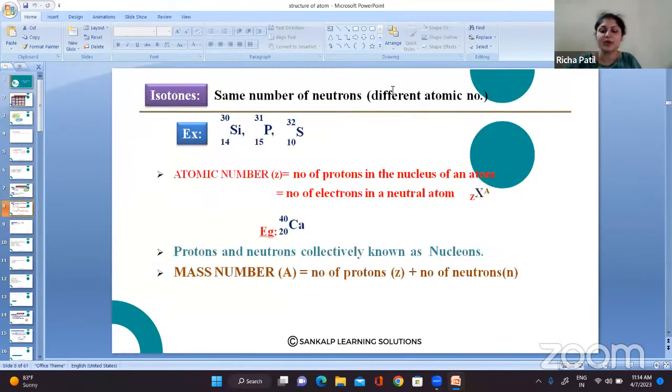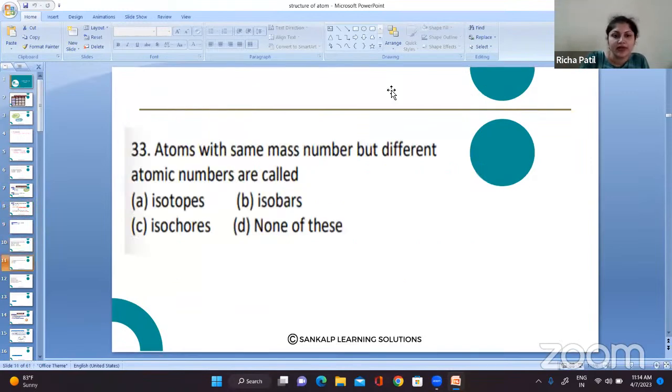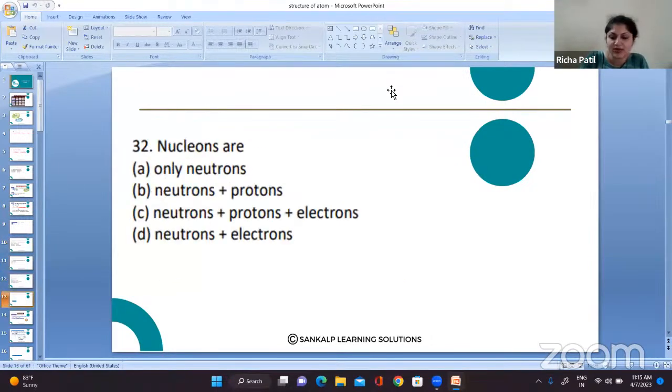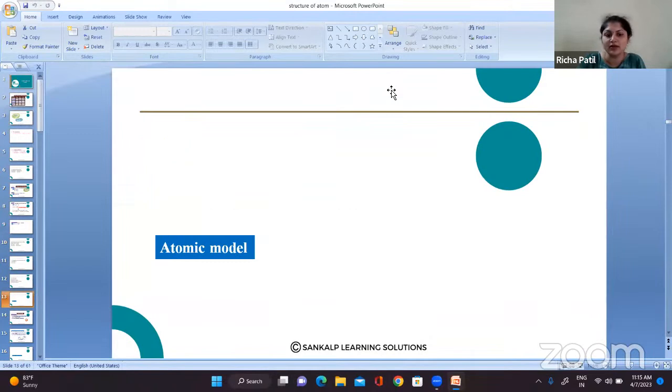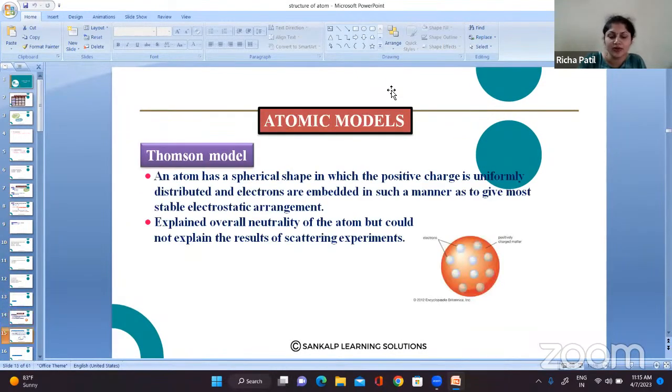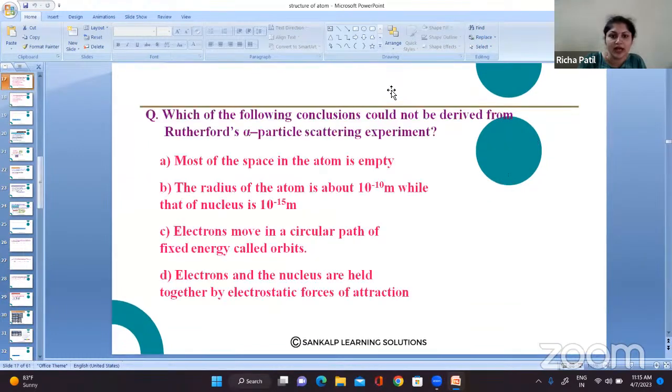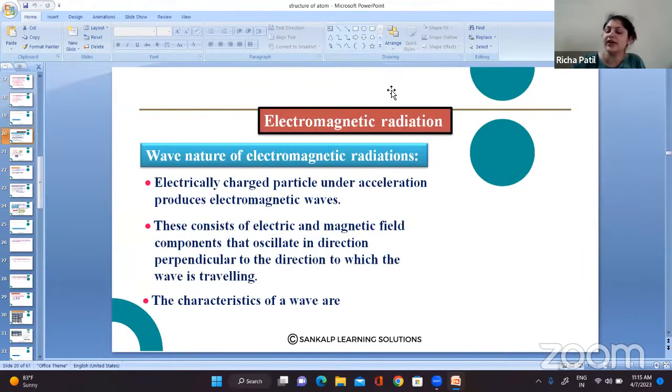Then we saw different types of atomic species and discussed some questions based on that. Then we saw two main atomic models, Thomson's model and Rutherford's nuclear model of the atom, right? Then we discussed electromagnetic radiation, which has a dual nature.